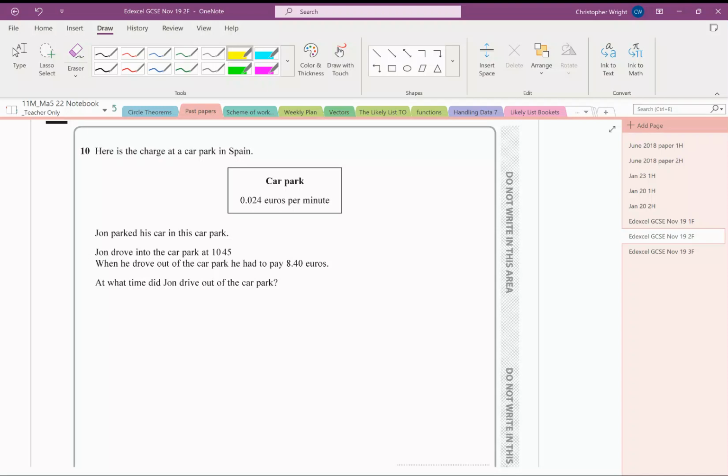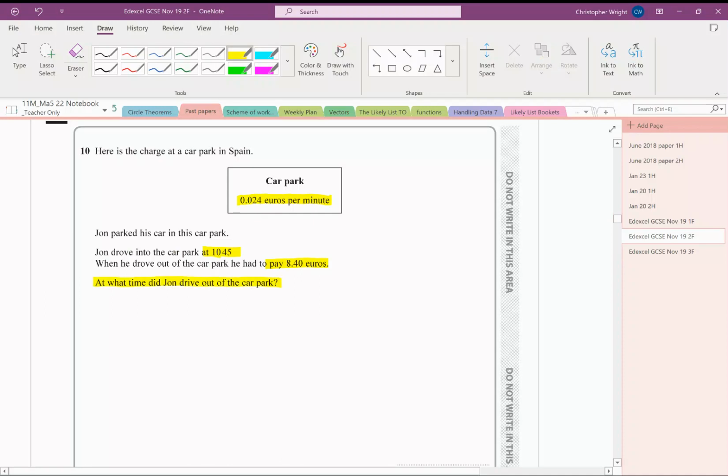Question 10. Here is the charge at a car park in Spain. 0.024 euros per minute. John parked his car in the car park. He drove into the car park at 10:45. When he drove out of the car park, he had to pay 8.4 euros. At what time did John drive out of the car park?